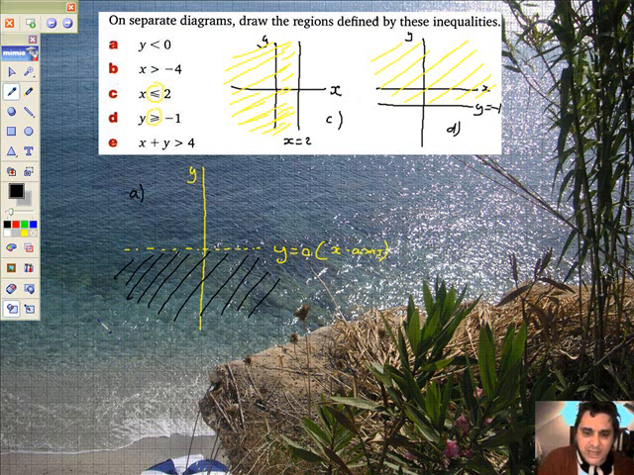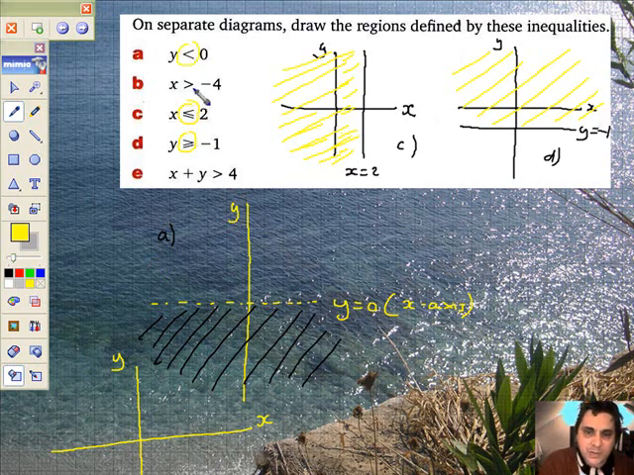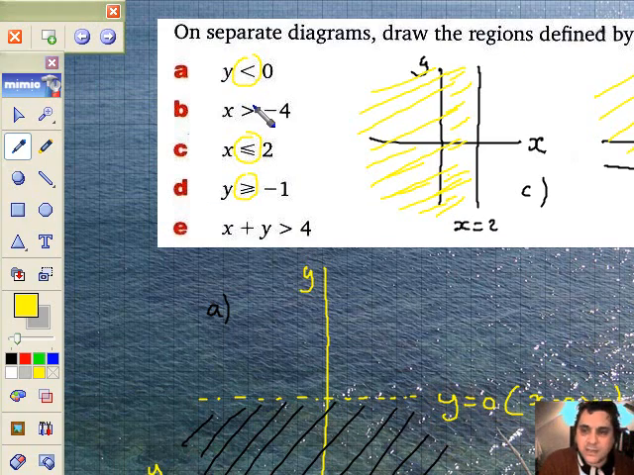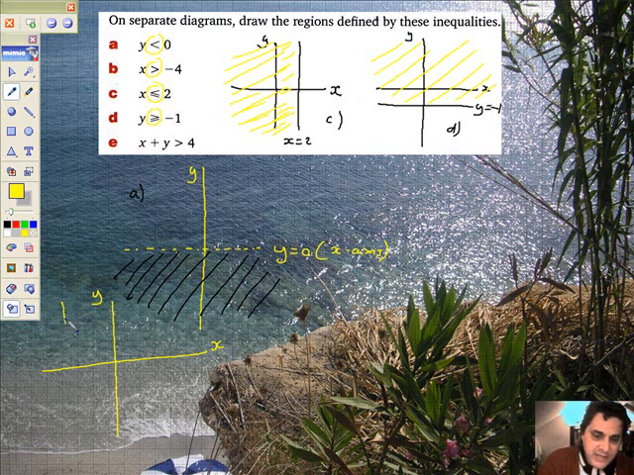I'm going to try and squeeze it down here and do a yellow grid. So just a pair of axes, y-axis, x-axis, again very rough. So I've done that one. I'm now going to do x is greater than minus 4. These are all the positive x values and negative x values are down here. If the line x equals minus 4 is about there somewhere, then to be greater than it, I've got to be to the right of that.